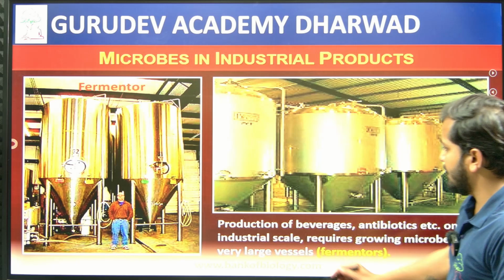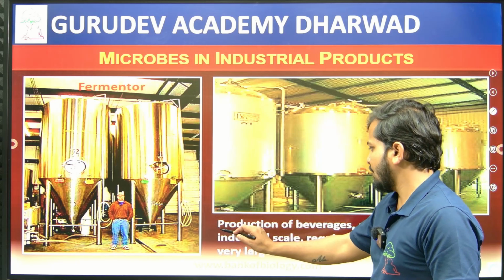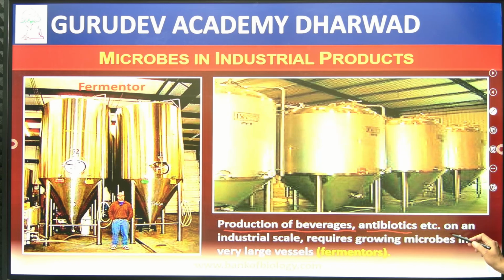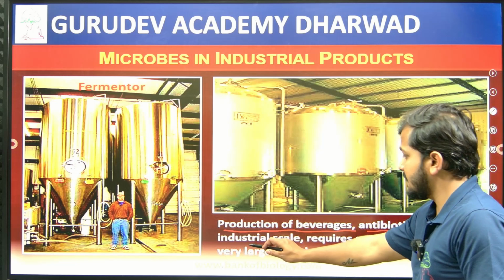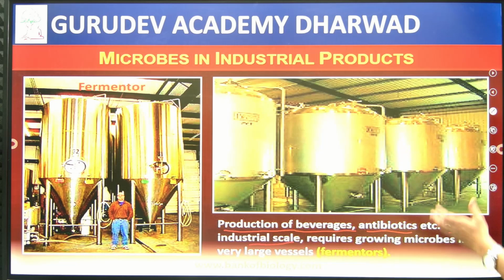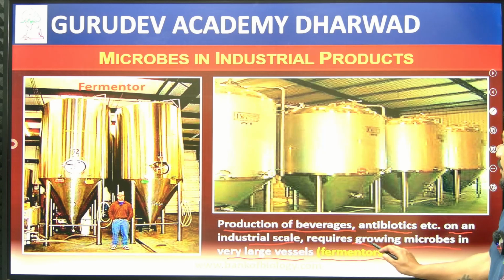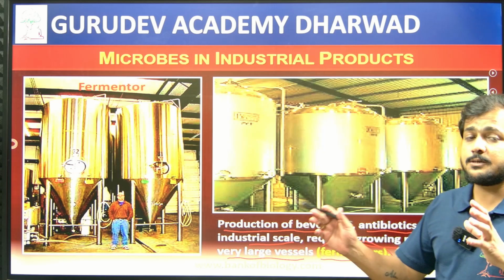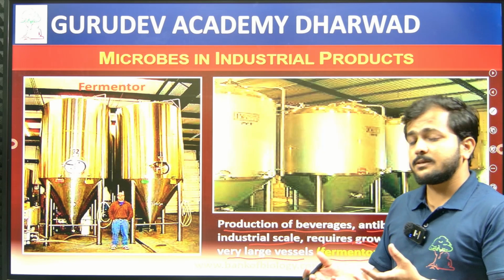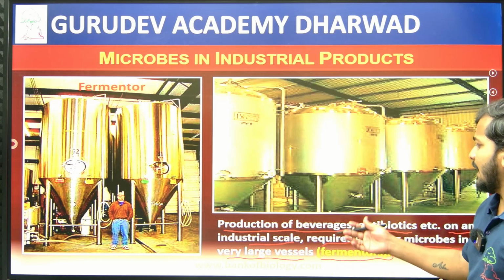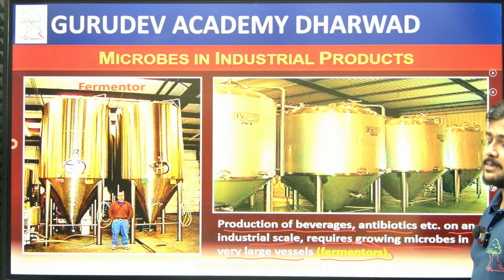So majorly here, if you consider fermentation, production of beverages and antibiotics on an industrial scale, it requires growing the microbes in very large vessels, and those vessels we are going to call fermenters. In a large vessel, they grow the microorganism which carries out the fermentation activity and helps in the production of different beverages and even antibiotics, right?